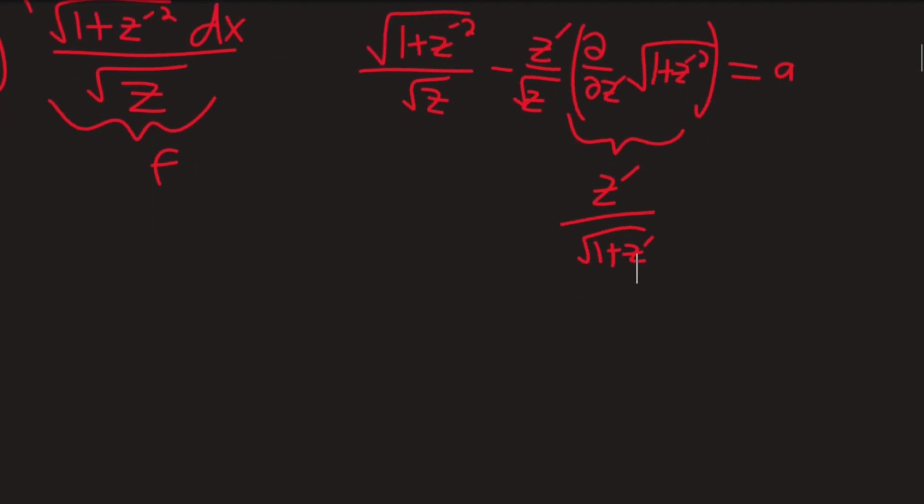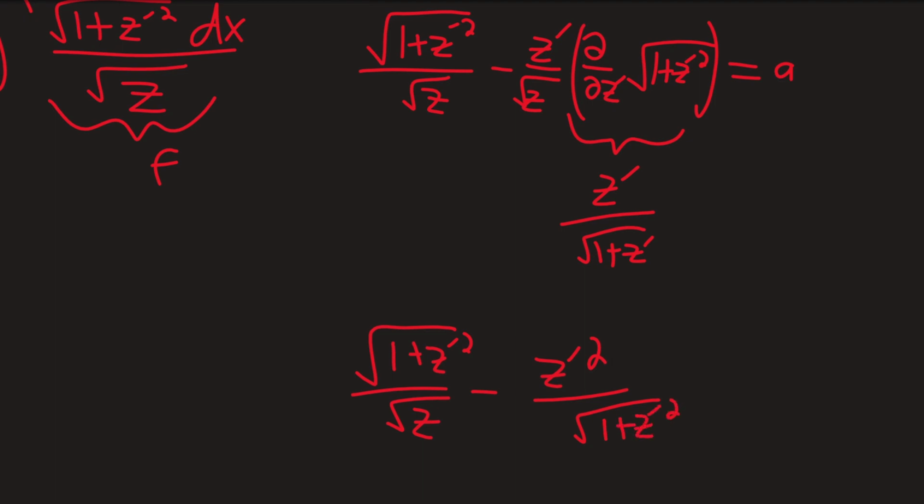But throwing that in, we have the square root of 1 plus z prime squared over the square root of z minus z prime squared, because we have two of them, one here and one here, over the square root of 1 plus z prime squared times the square root of z. And that is equal to a.